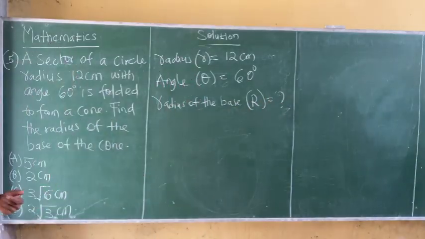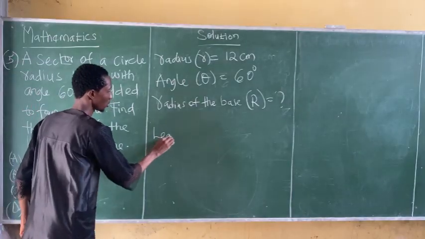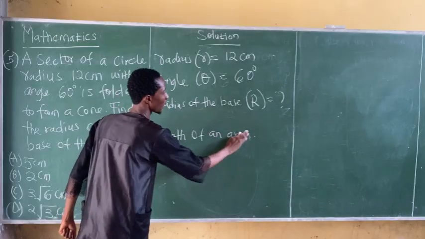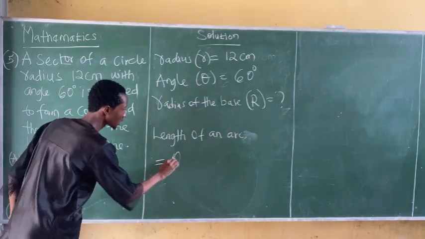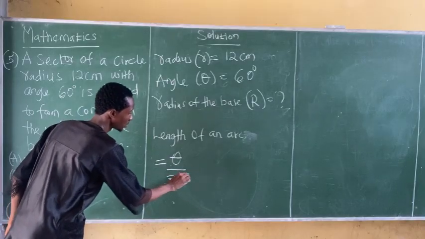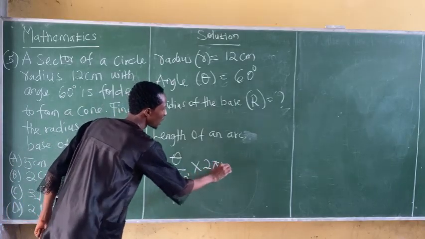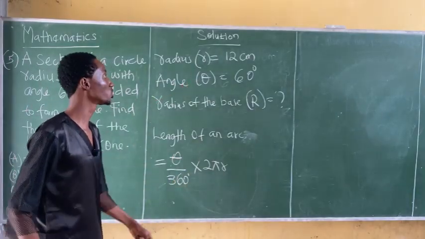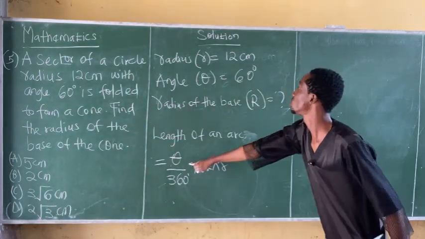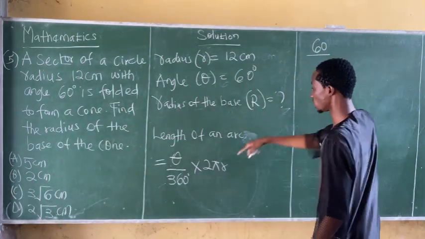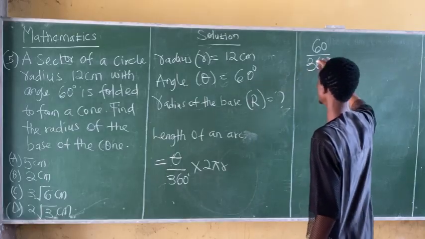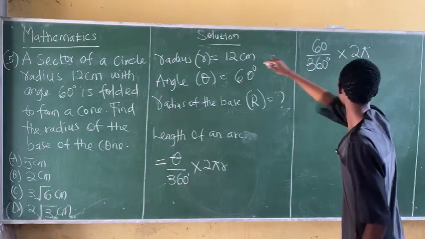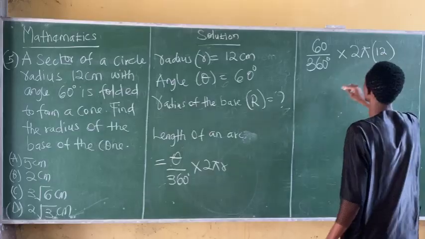Recall the formula for length of an arc. Length of an arc is given by the formula theta over 360 times 2 pi r. That is the formula for the length of an arc. If we substitute these values into this equation, we have that theta here, which is the angle, is 60 divided by 360 degrees times 2 pi. Our r here is what? 12 cm.